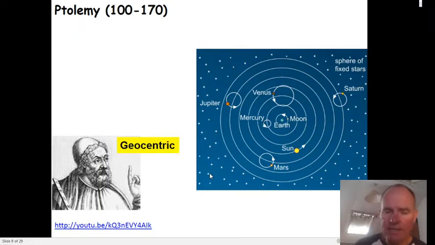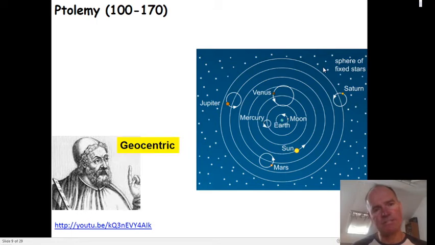If we look at Ptolemy, who is credited with coming out with the first proper model of the solar system, and look at the time that he was around, from 100 to 170 AD on that time frame, he puts the Earth at the centre, with the moon orbiting it, and then the other planets, and then the sun. And he had the sphere of fixed stars.